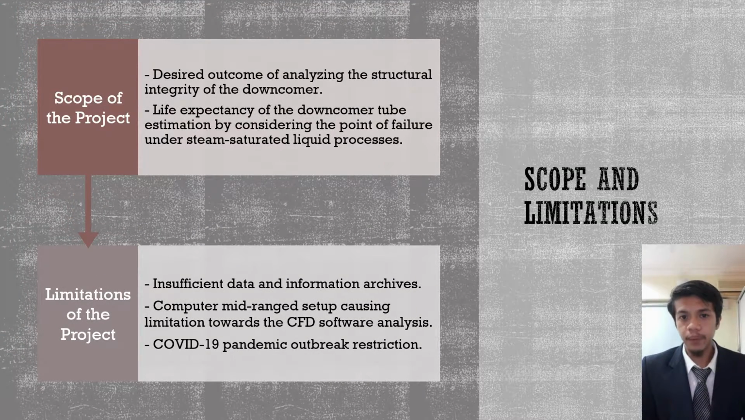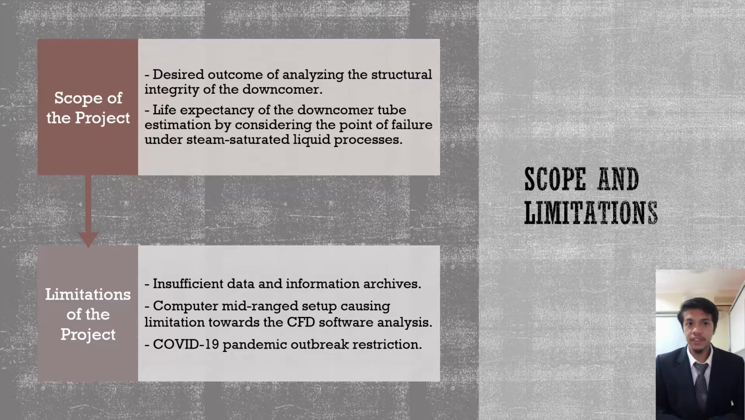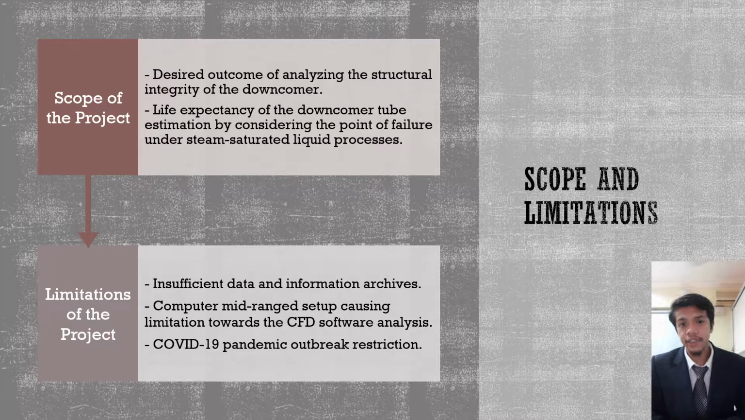The first scope of the project is to have the desired outcome of analyzing the structural integrity of the downcomer by consideration of governing equation derivation. Moving next, by having the simulation analysis, the life expectancy of the downcomer tube could be estimated until the point of failure under saturated steam and liquid processes. Next are the limitations of this project.